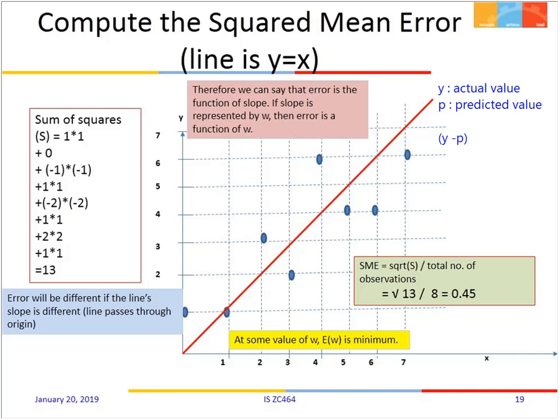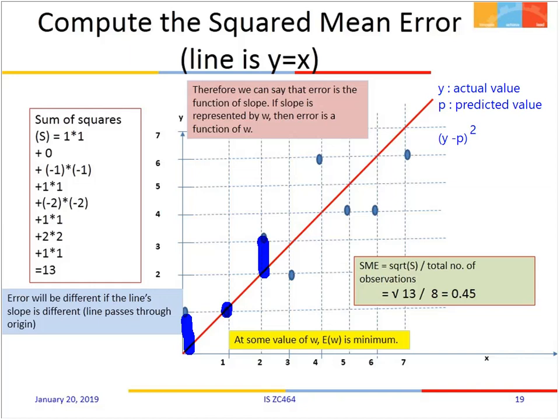So there are 1, 2, 3, 4, 5, 6, 7, 8 observations. If you compute for every such observation this value y minus p and take it to square, then you will get it correctly. I will check it out. Here it is 1, 1 is positive, and then 0. So for the first observation it is +1. For the second observation it is 0. For the third observation it is +1.